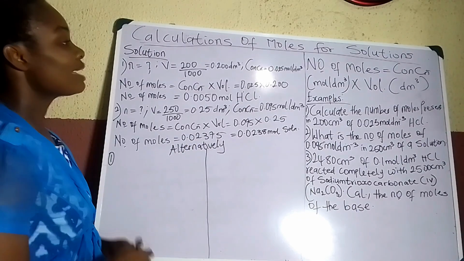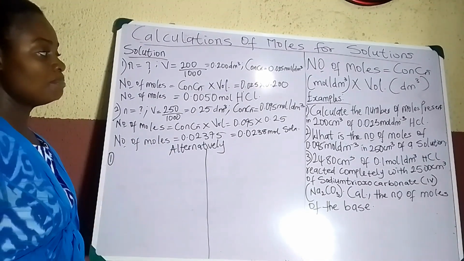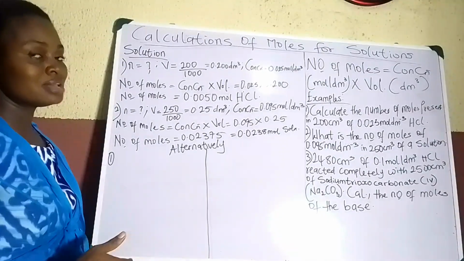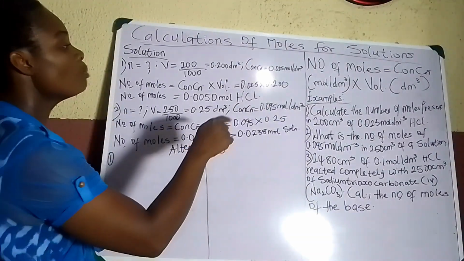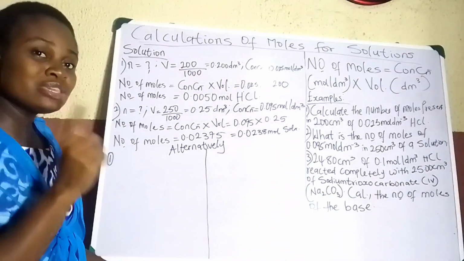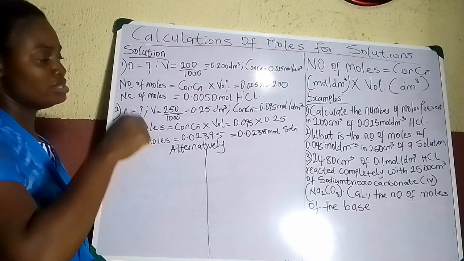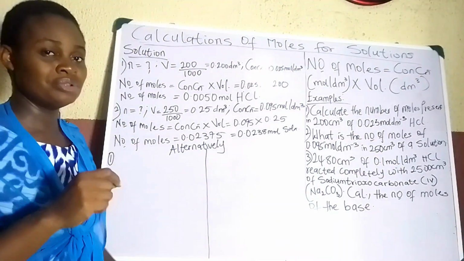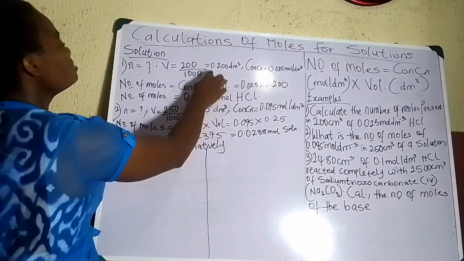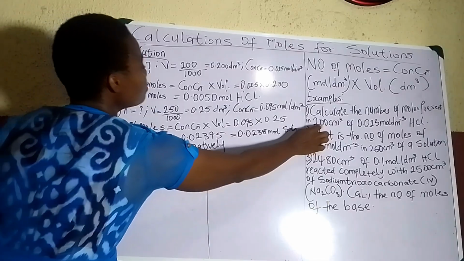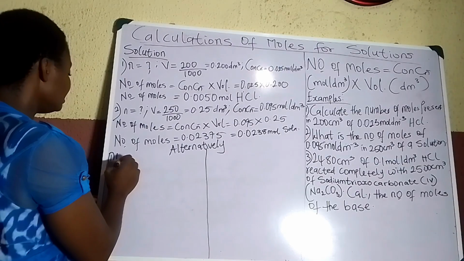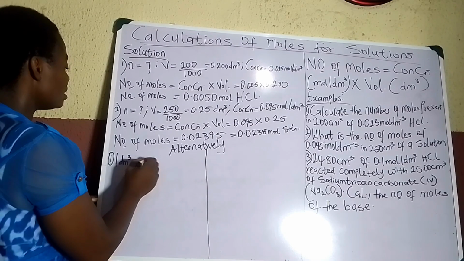for number 1. The question is, calculate the number of moles present in 200 cm³ of 0.025 mole per dm³ of hydrogen chloride. Now you ask yourself, what is the concentration that is given? 0.025 mole in what? Per dm³. Per means what? 1. That means in 1 dm³ you are having a concentration of 0.025. If you are having a concentration of 0.025 in 1 dm³, what will be the concentration in what? 0.200 dm³. Remember, we have converted this already. Do not forget.